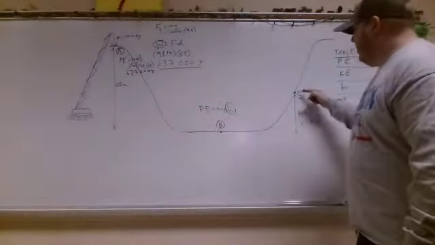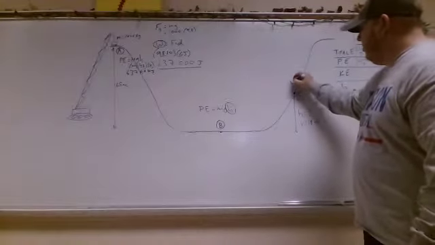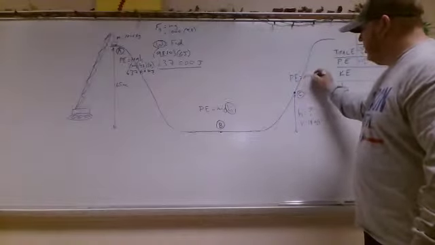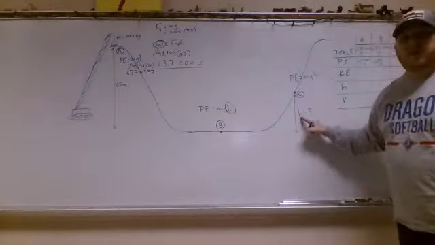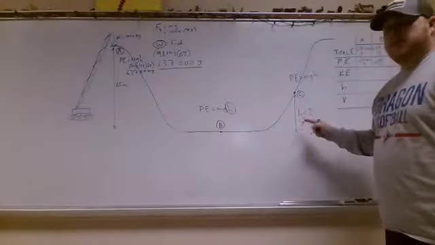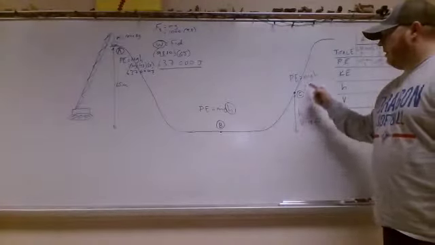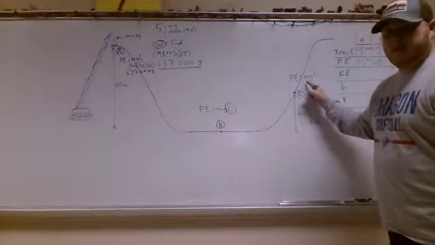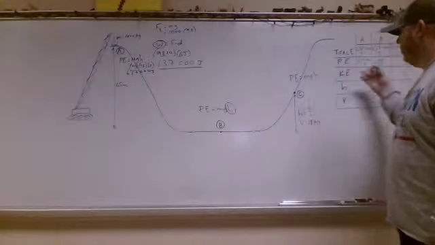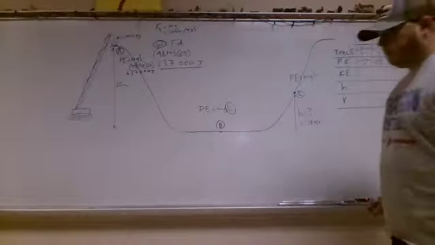And at point C, to calculate potential energy, we also do mgh. But we have a problem because we don't know the height. So we're not going to be able to get it off of this equation. It's going to be something different. So we'll leave that blank for right now.